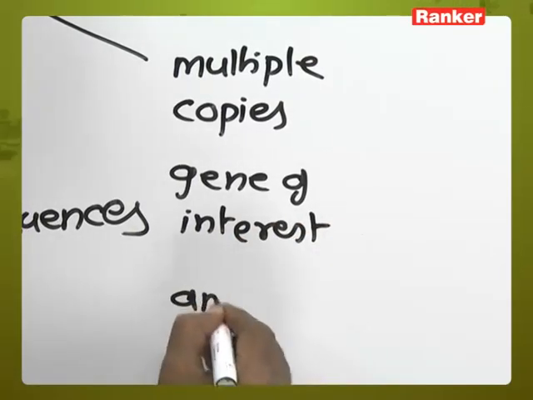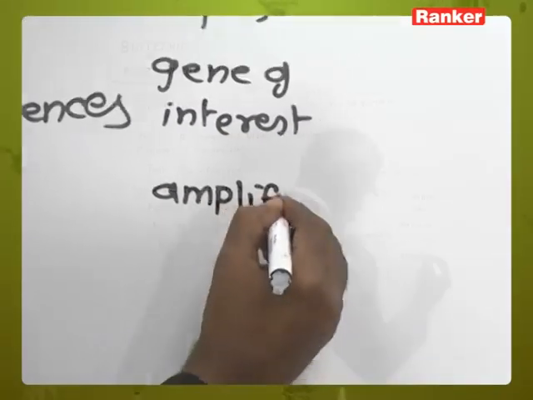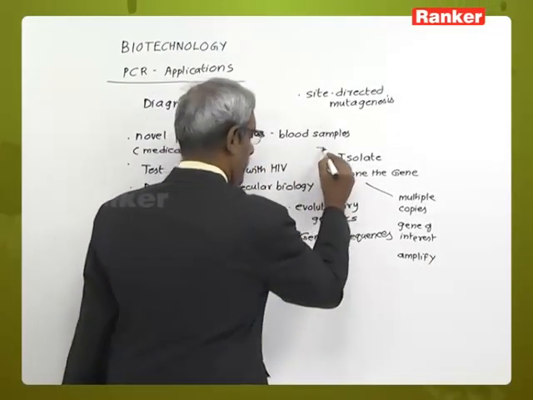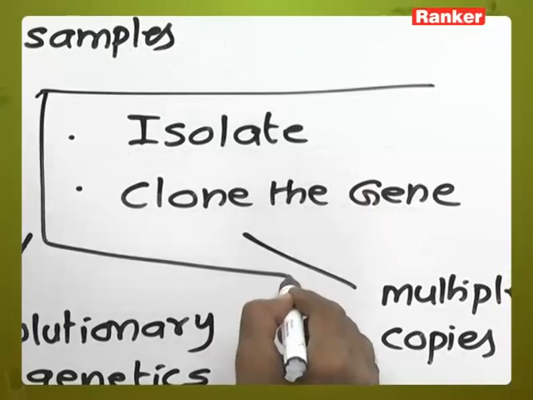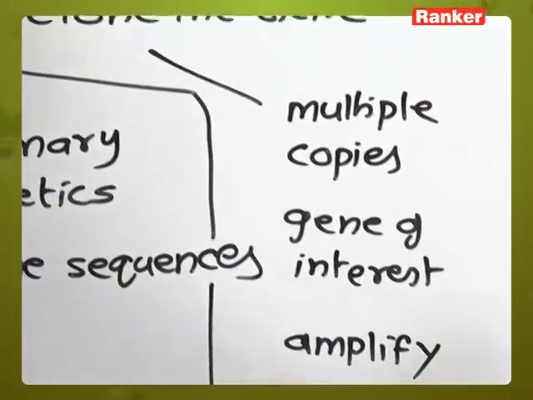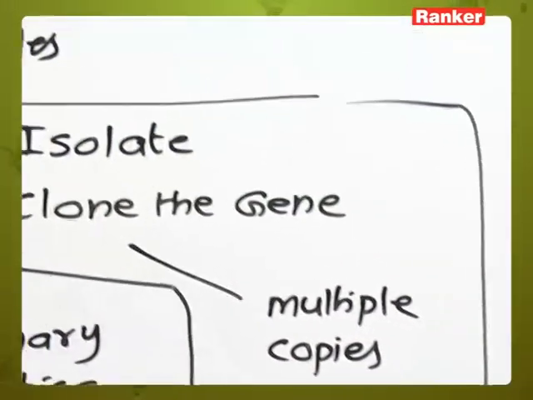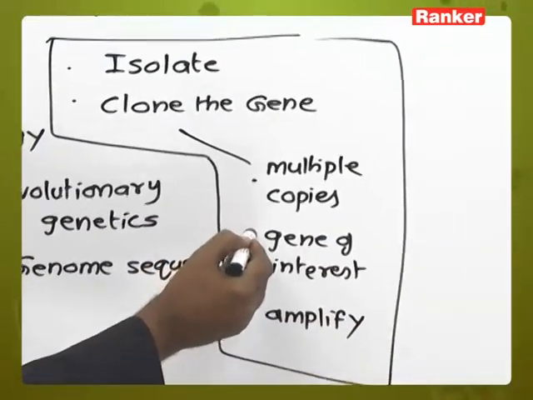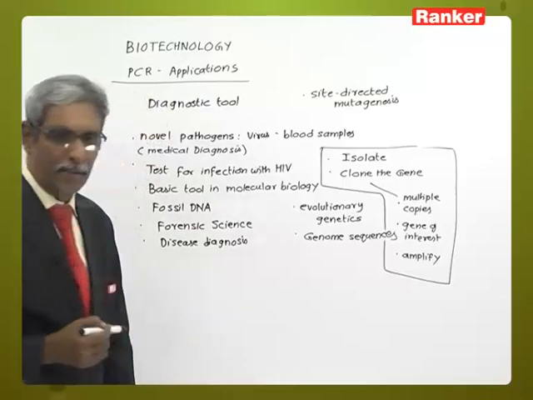and you're trying to amplify the gene. So the main theme of why you use PCR in biotechnology is towards isolation of the gene and cloning of the gene for making multiple copies of the gene of interest and amplifying it within the cell.